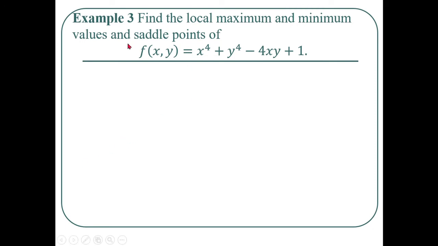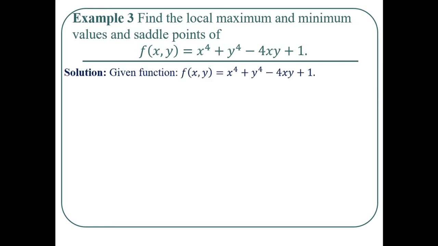Example: find the local maximum and minimum values and saddle points of f(x,y) = x^4 + y^4 - 4xy + 1. To find local maximum, minimum or saddle points, first of all, you have to find the critical points of function f. For that, we have to find the first order partial derivative of f(x,y) with respect to x as well as with respect to y and equate both the partial derivatives with 0.